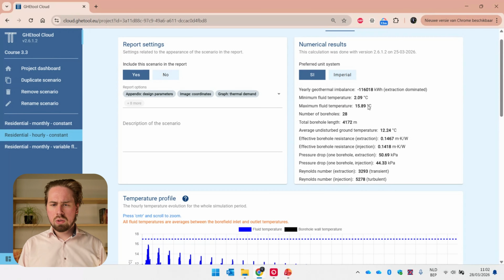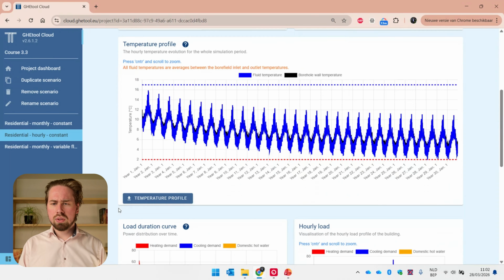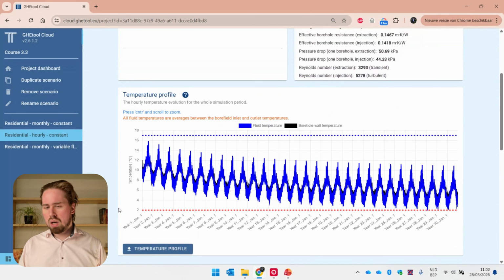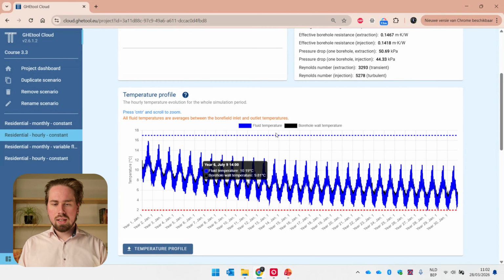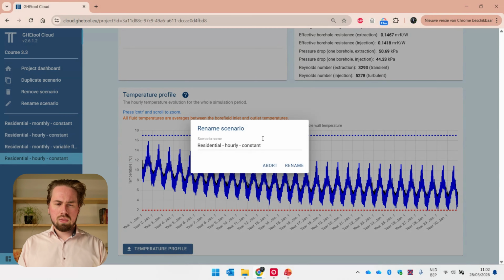Now we are quite close to the minimum limit, 2.09. Looking from an hourly perspective, we would argue, okay, this borefield is sized correctly, 2.09 or 2 degrees. It's really close together. So let's duplicate this as well and also make it a variable flow rate.